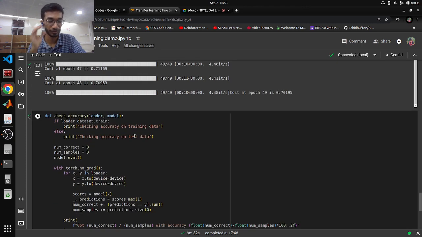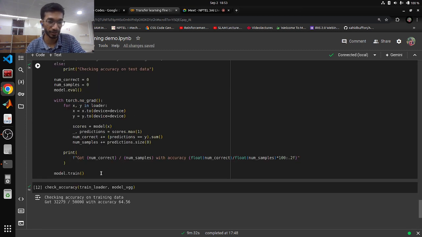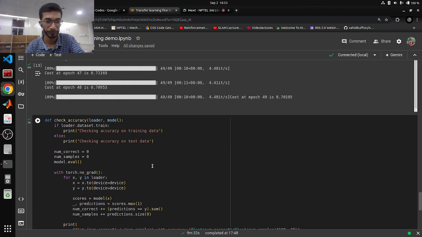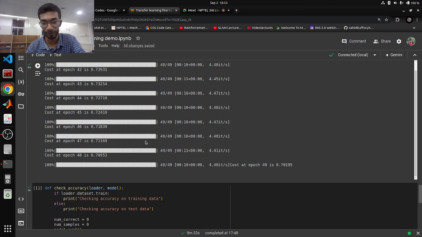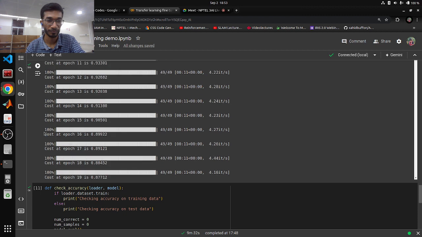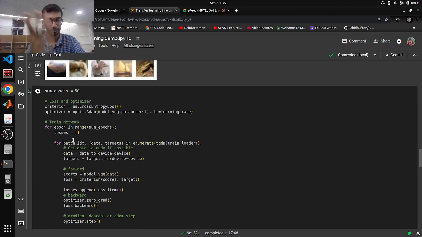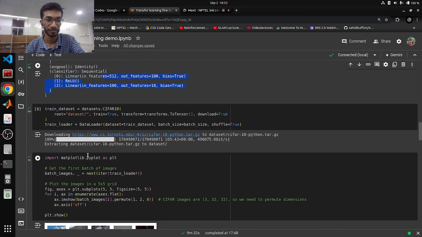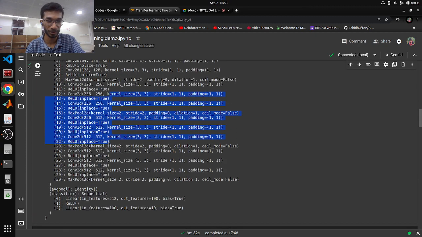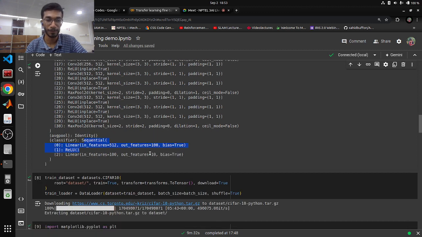So you can just train it and then run this final cell to check the accuracy of the model that you have trained, and you can probably go for a longer training time if required. The key idea is that you basically freeze the initial part of the model and keep the rest of it, or change it according to your needs, and retrain it. That's all.